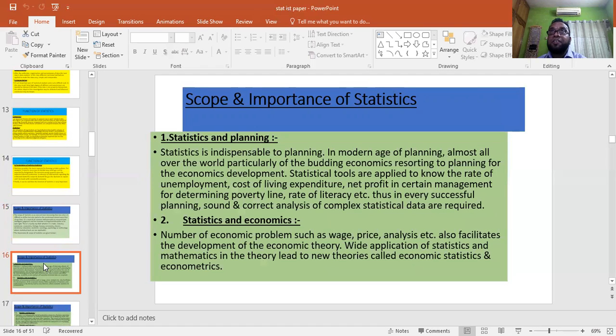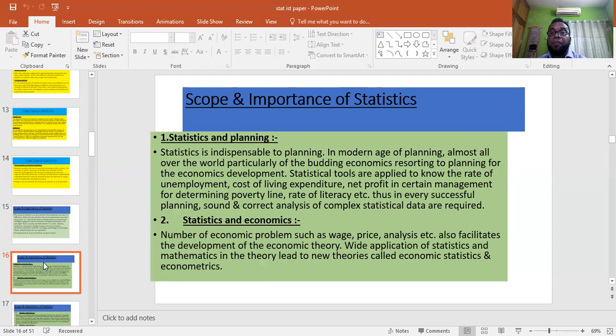First is statistics and planning. Any kind of planning, statistics is very important, even in our personal life also. Statistics is indispensable to planning. In the modern age of planning, almost all over the world, particularly the budding economies resort to planning for economic development.